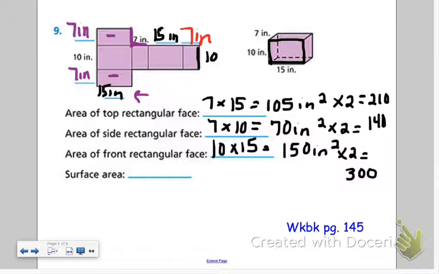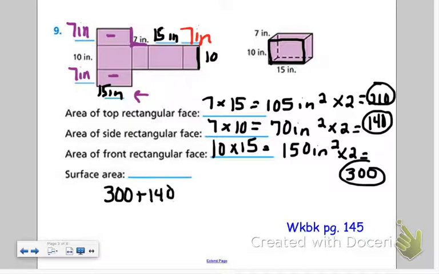So 210 is for the top and bottom. 140 is for the left and the right. 300 is for the front and the back. So all you need to do now is add them all up. 300 plus 140 plus 210. And that's going to give you a total surface area of 650 square inches.